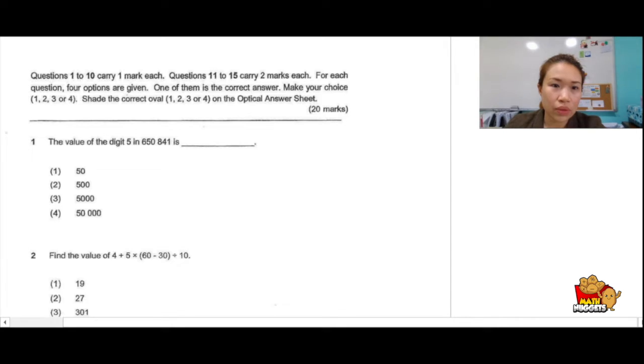So let's check question 1. The value of the digit 5 in 650,841. 5 is here. It represents 50,000. Number 4.